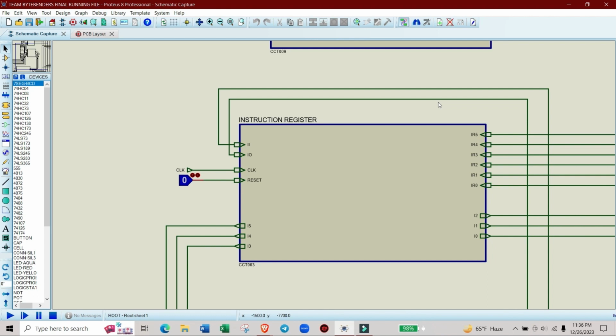A reset pin is required for resetting the instruction register when the computer starts. Now we will see the child sheet.